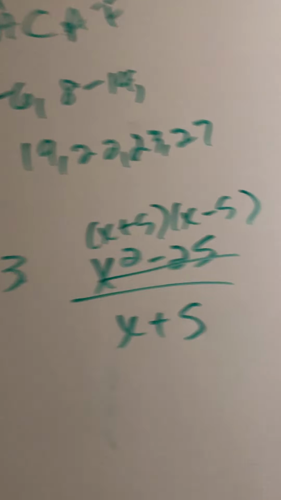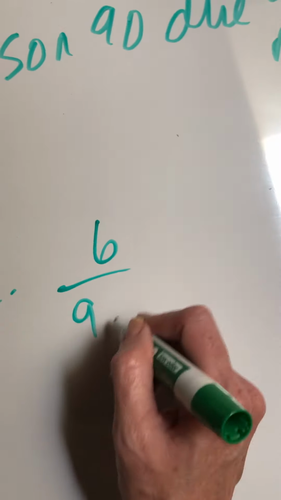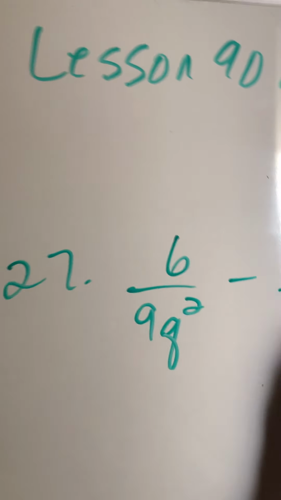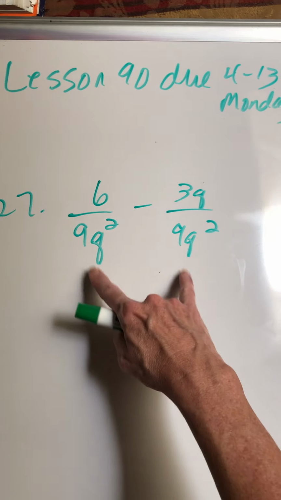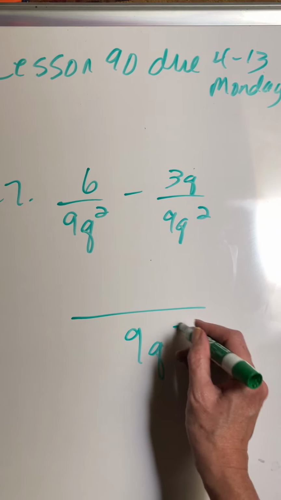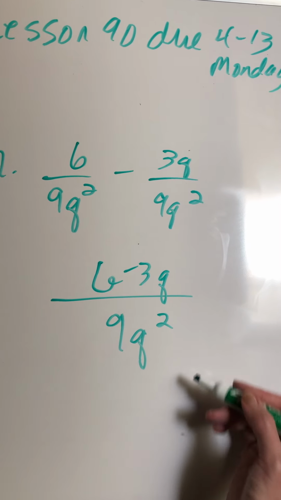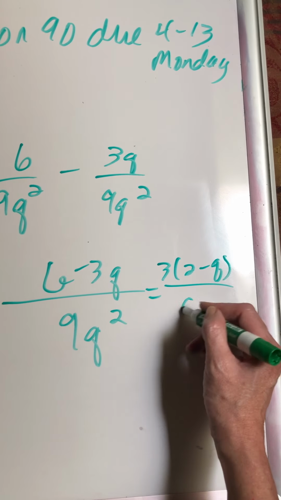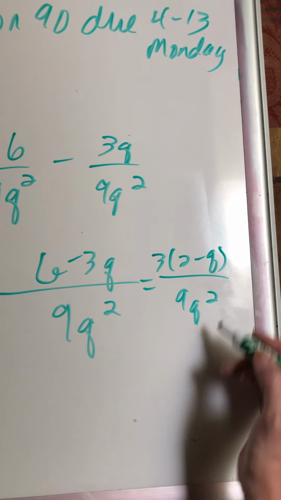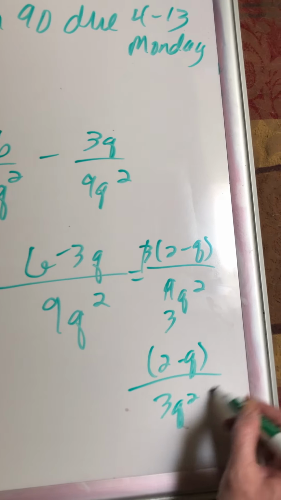And then 27, we've got 6 over 9q squared minus 3q over 9q squared. So, got like denominators, so 9q squared, and then 6 minus 3q. But you're not finished. You've got to try to factor. And in the top, you can take a 3 out. That leaves 2 minus q, and then 9q squared on the bottom. So then you can take a 3 out of 9, it leaves a 3. So you'd have 2 minus q over 3q squared.